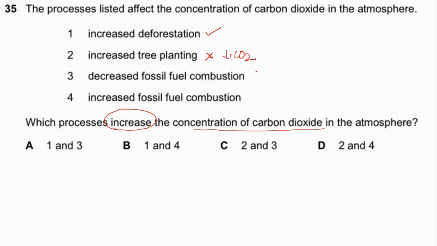Decreased fossil fuel combustion will decrease carbon dioxide. You're not burning fossil fuels, so you are producing less carbon dioxide. Increased fossil fuel combustion, of course, will produce carbon dioxide. So according to the statements, option 1 and option 4 are in place. Hence, the answer is B.